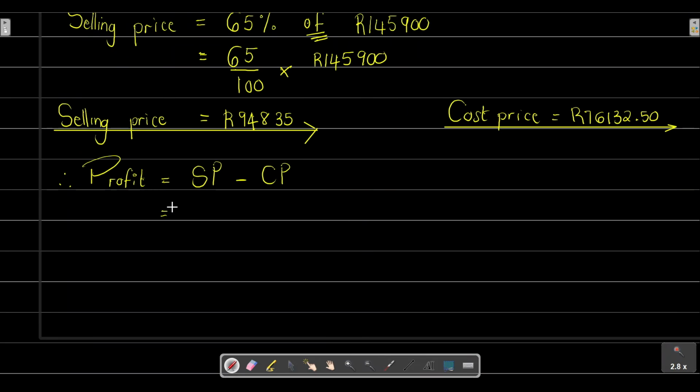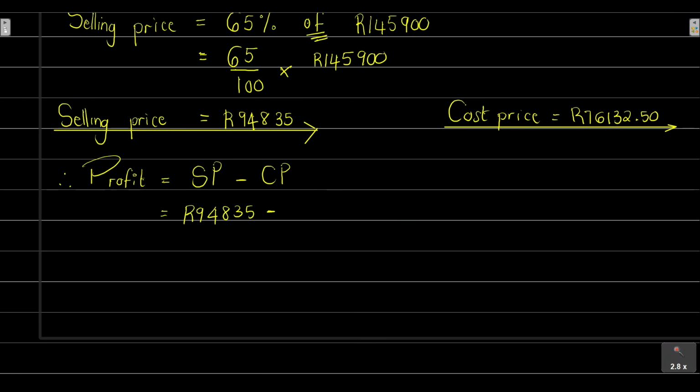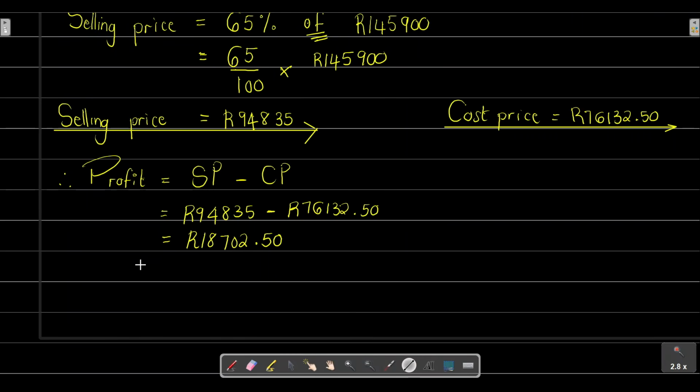Therefore, what was our selling price? Our selling price was 94,835 minus, what is our cost price? Our cost price is 76,132.50. If you punch these values into your calculator, you'll get that the profit Neil makes from selling these Renault Kwids is equal to 18,702 rand 50 cents. So that is the profit that he makes.